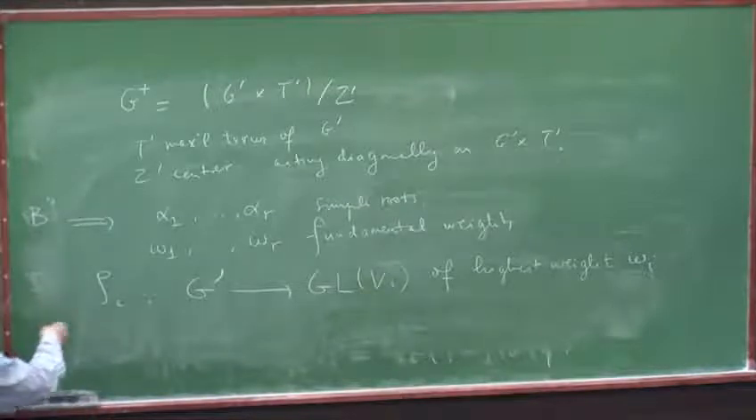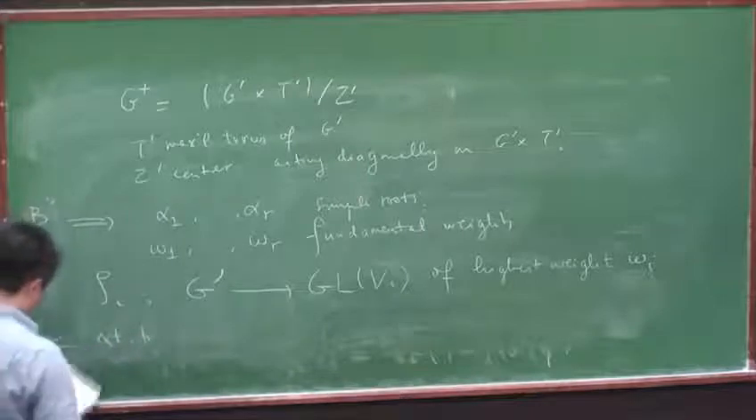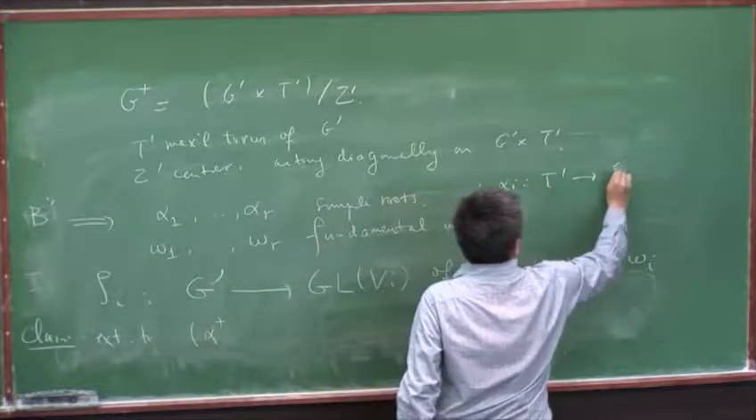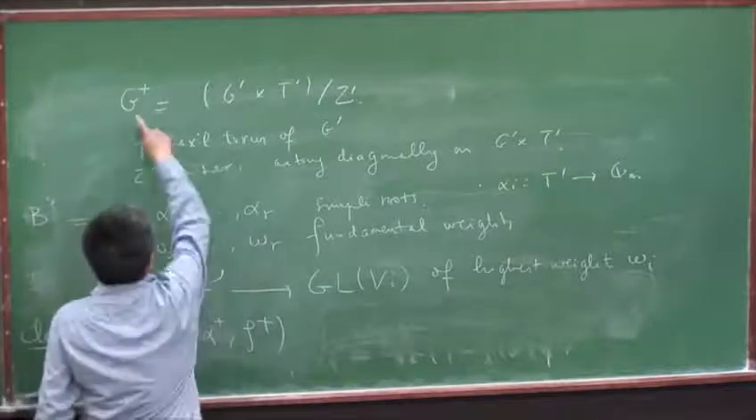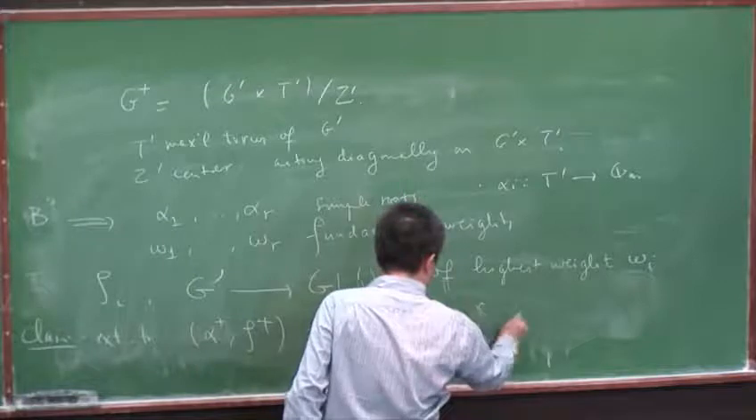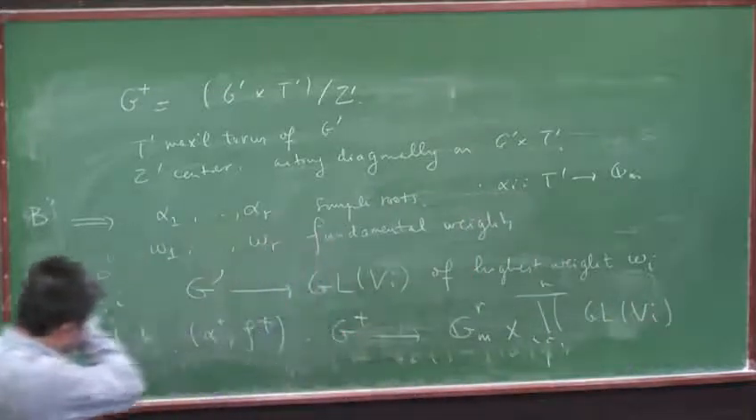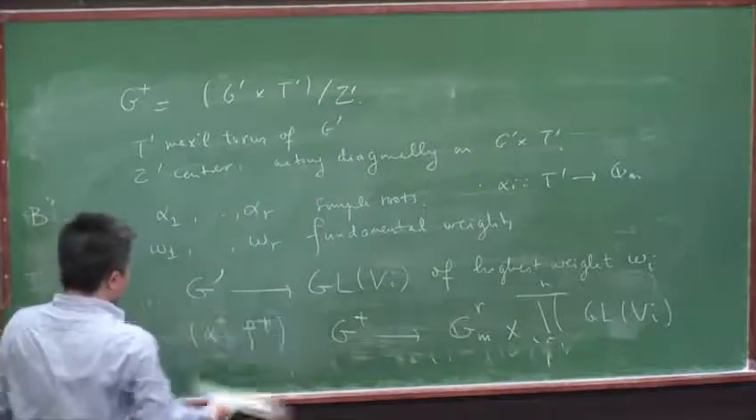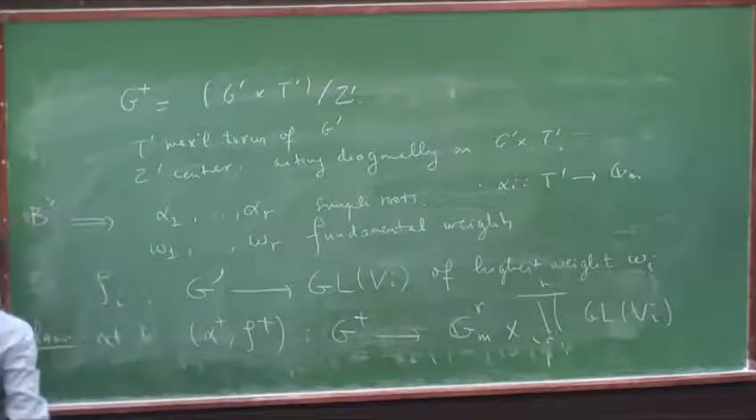And so there is a claim that you can extend this to a homomorphism. So we also have alpha i from T prime to GL(V_i). So they have alpha i and rho i, but I want to extend both to G plus to GL(V_i) to the r power. This Z prime looks like a burden, but actually when you put it here, you see that there's only one way to extend this. It's the correct thing so that it matches.